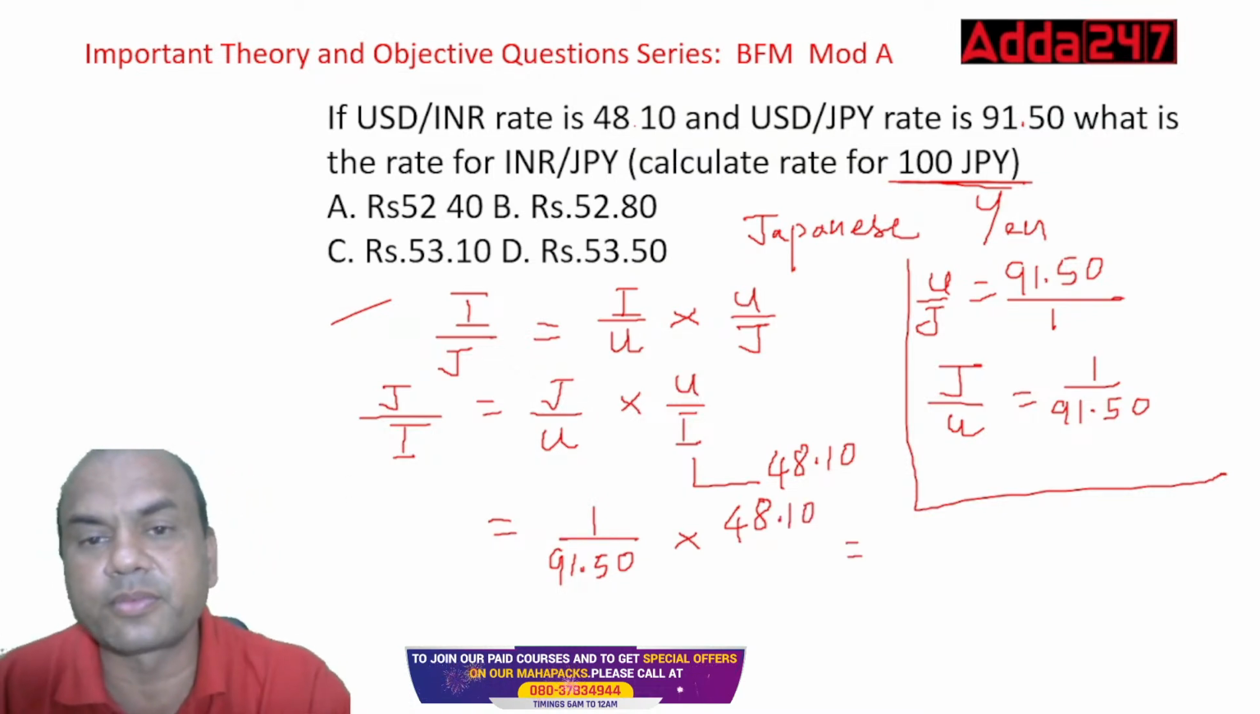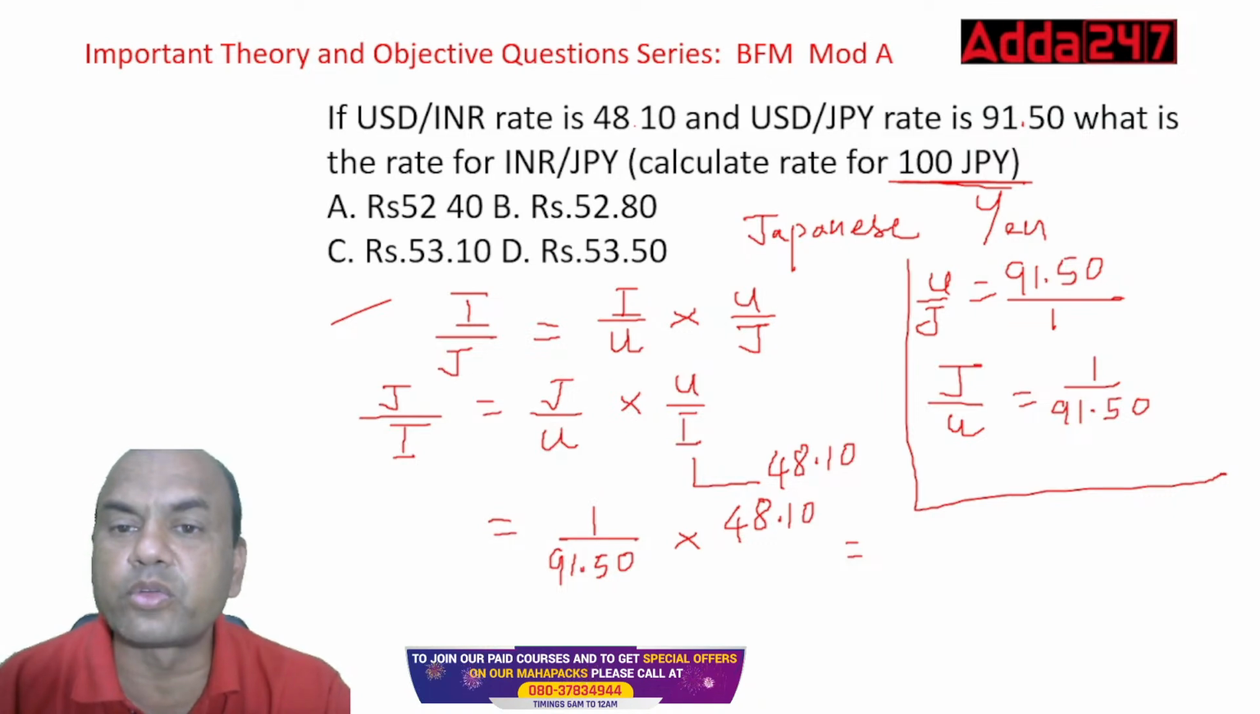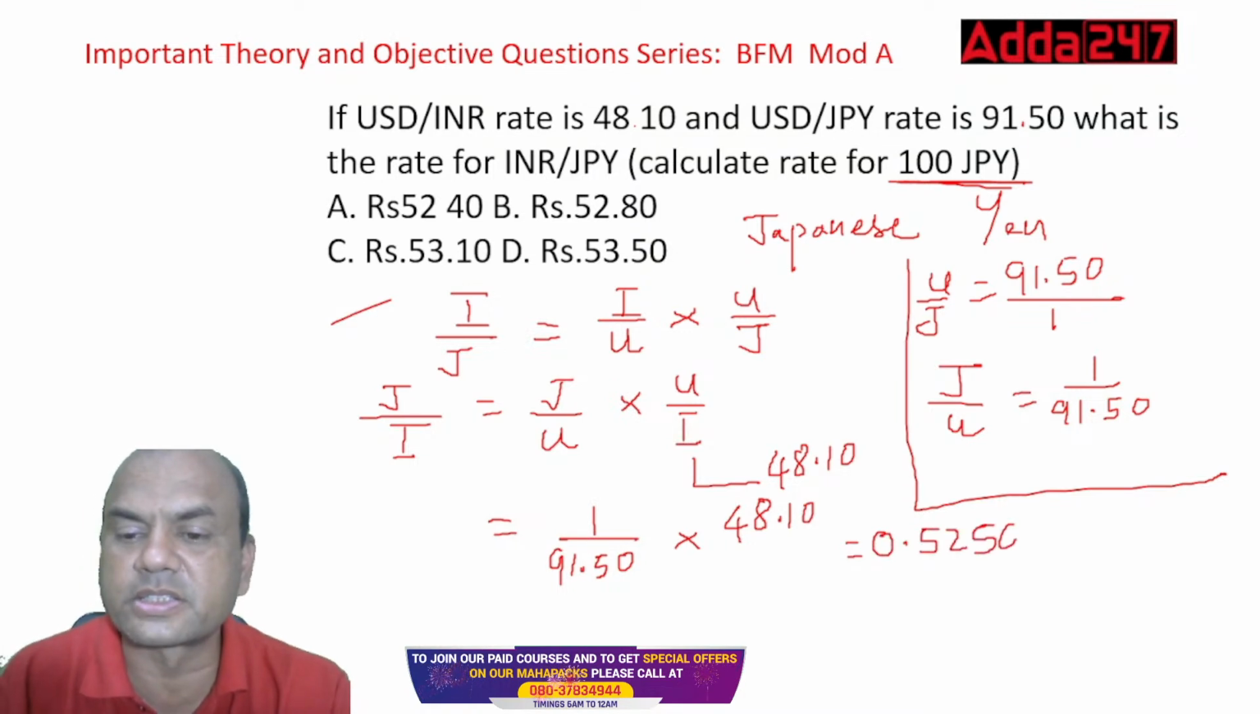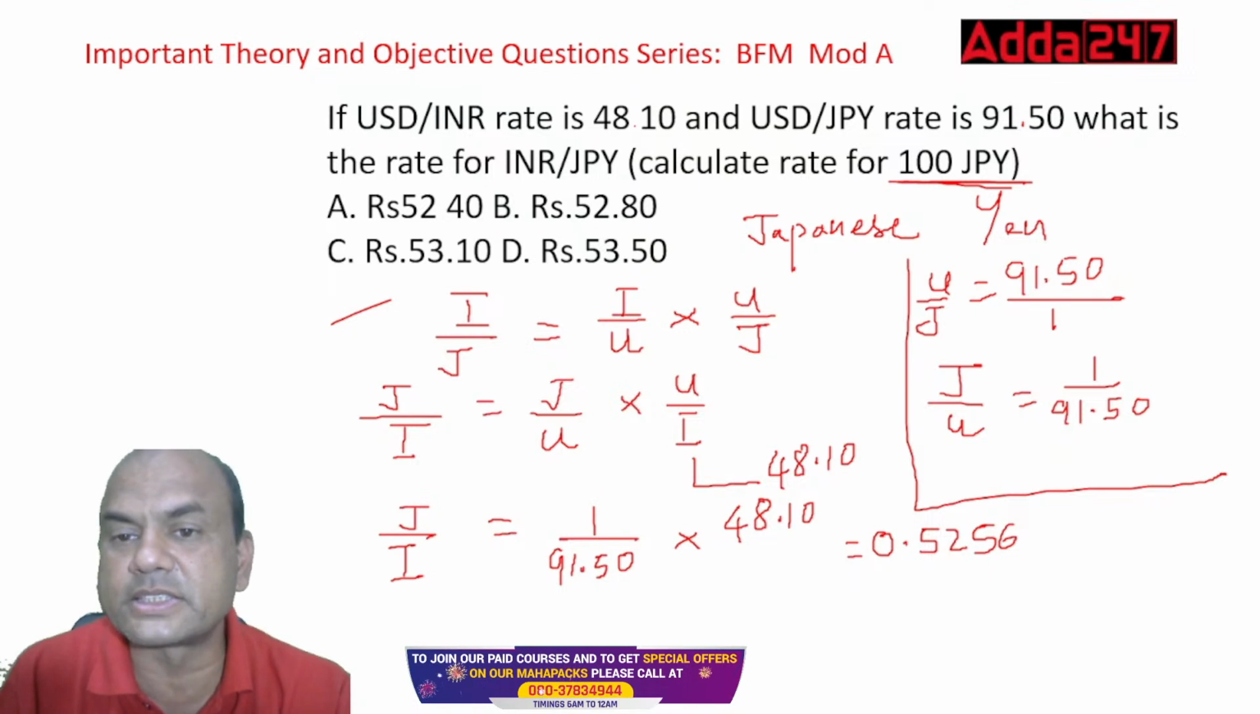So what is the answer now? Do it on the calculator, everyone. Let me get the answer in the comment section. 48.1 divided by 91.5, so it is 0.5256. Now this is JPY to INR. But they want it for 100 JPY, so multiply this by 100. So it will be 52.56.